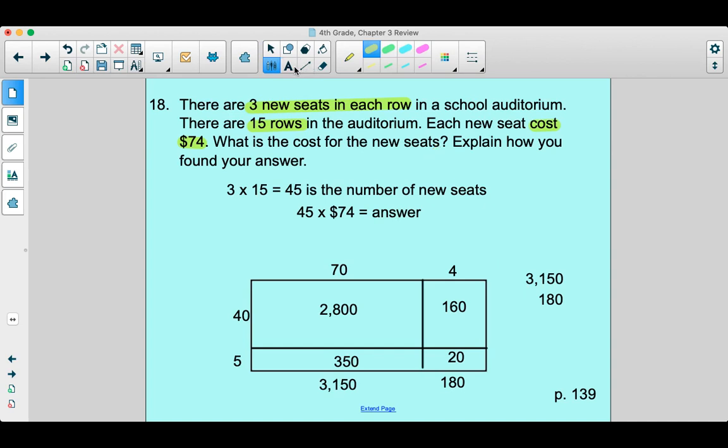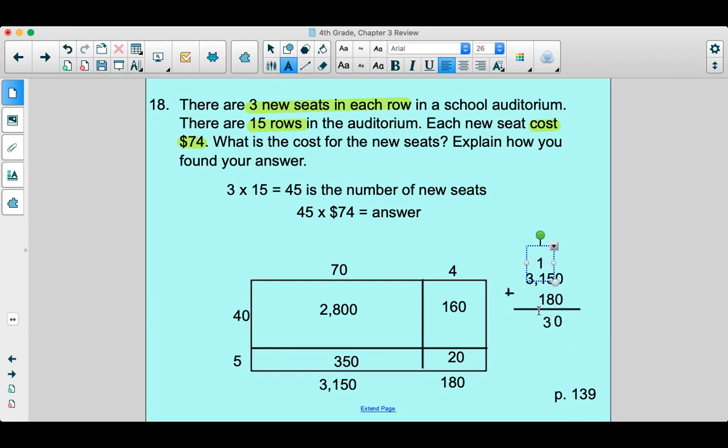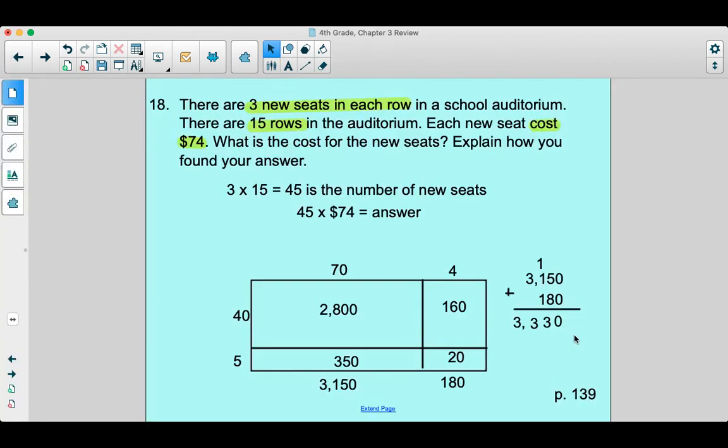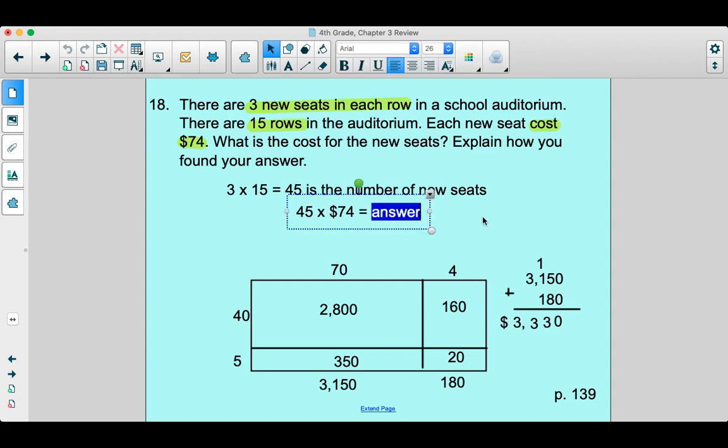So here we go. Oh, I need my line. There we go. And I'm adding plus. Okay, back at it again. 0 plus 0, 0. 5 plus 8, 13. Carry a 1. 1 plus 1 plus 1, 3. And 3 plus nothing, 3. So that makes 3,330. And we've got to put on the dollar sign because that's our answer. So $3,330. So I'm going to change that.